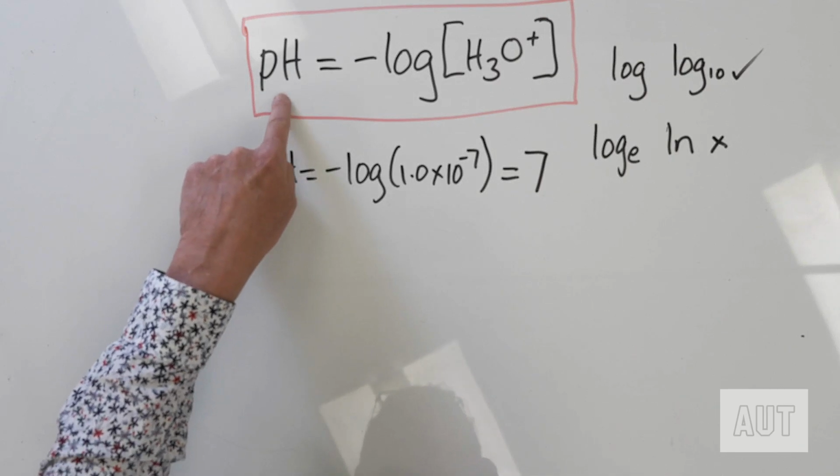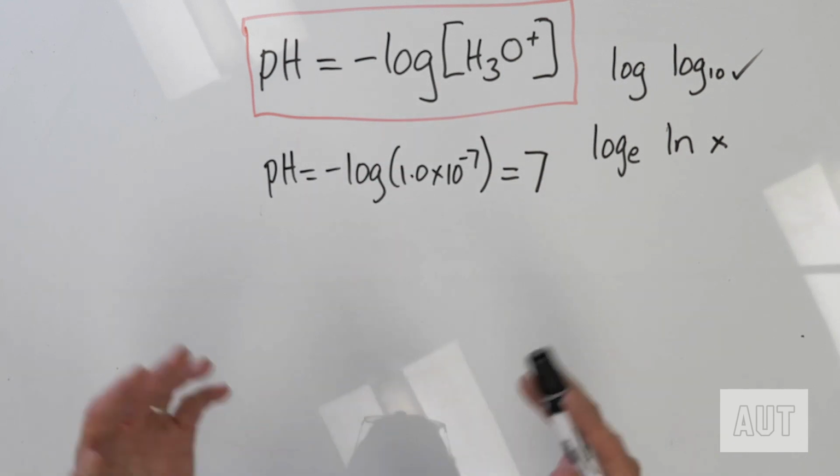provided that we are at a temperature of 25 degrees Celsius. That's an important point because the value of Kw changes with temperature. We saw that a few videos back when we were talking about the effect of temperature on equilibrium. Kw is an equilibrium constant, so its value will depend on temperature, something to be aware of. So, pH equals negative log of H3O plus.